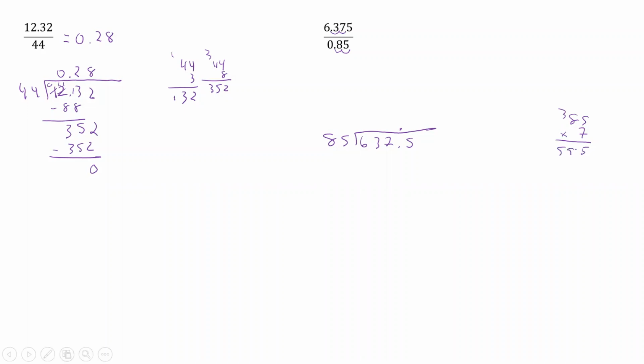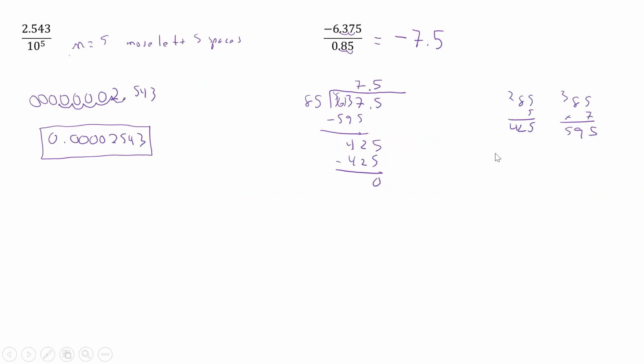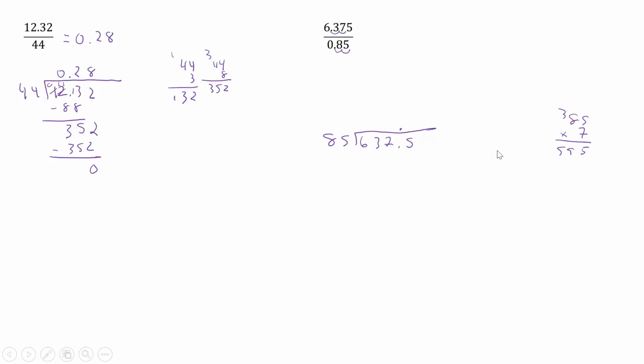Did I already do this one? This looks familiar. I did. Oh, but one's positive, one's negative. Well, guess what? It's going to be the same number, except it's going to be positive. So that's just going to be 7.5. So I have to be careful when I write my numbers down to make sure I do this. So that's going to be a 7.